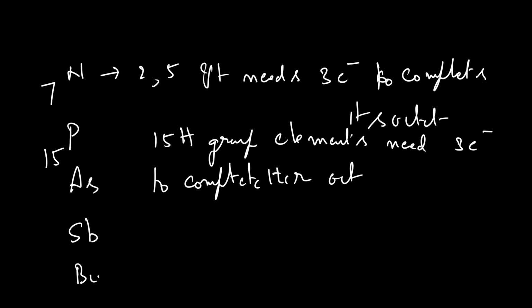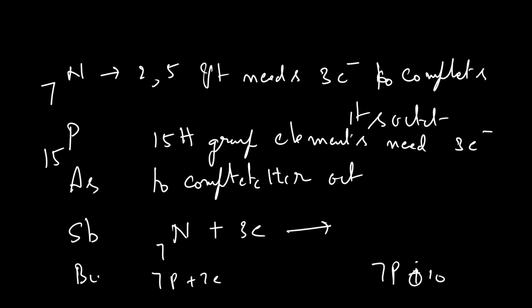So if nitrogen 7 takes 3 electrons, how many protons are there? 7 protons and 7 electrons originally, therefore the charge is neutral. When nitrogen takes 3 electrons, it becomes 7 protons and 10 electrons. Therefore, plus 7 minus 10, the charge becomes minus 3. Therefore, this becomes N3 minus. So this is a tri-negative ion.